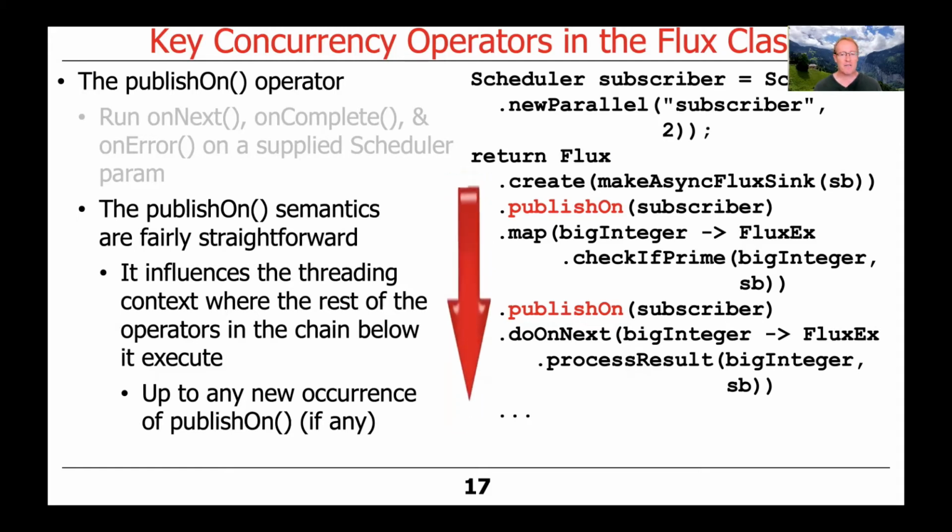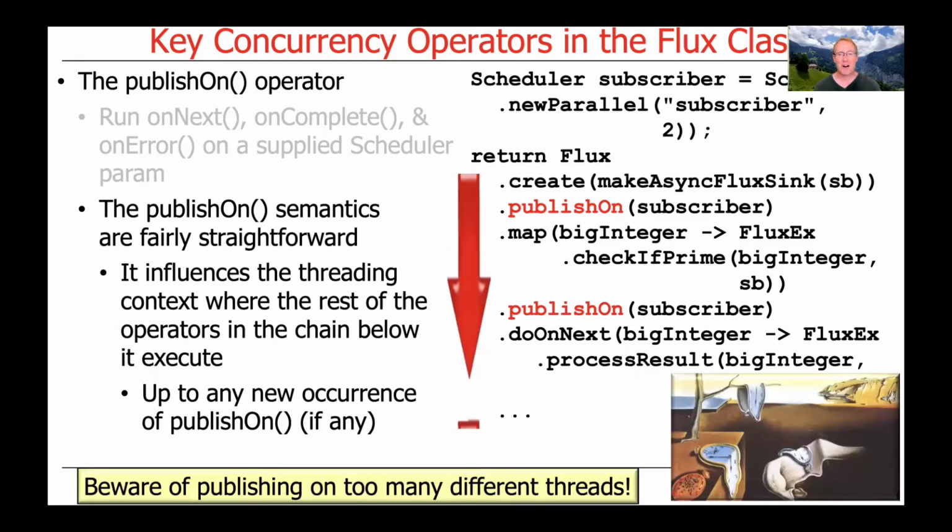And you'll notice that we had the first publishOn, which is going to then check to see if the number is prime in a different thread from the thread that was actually generating or publishing the numbers in the first place. And then after checking if the number is prime, we're going to rearrange to run on perhaps yet another thread in that thread pool to do the actual printing and processing of the results. Now, again, you can do this with Project Reactor or RxJava for that matter, but I don't really recommend publishing your operators and your data flows in too many threads.